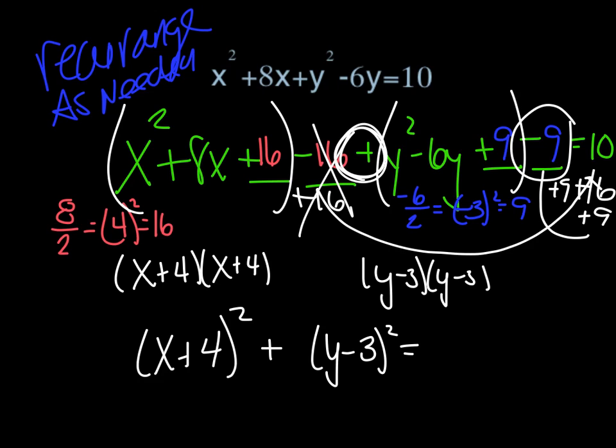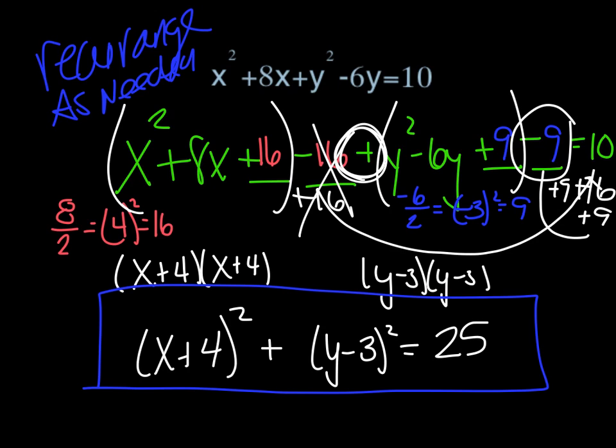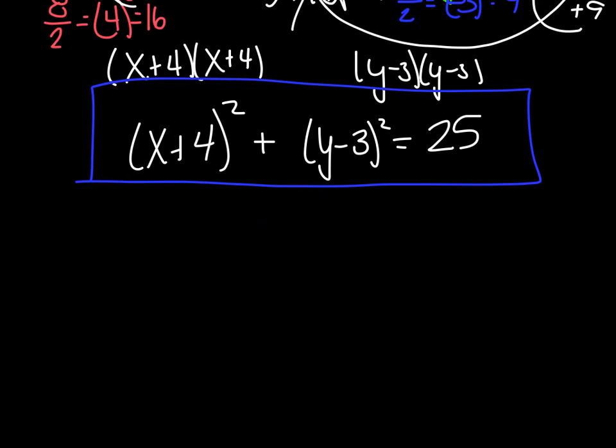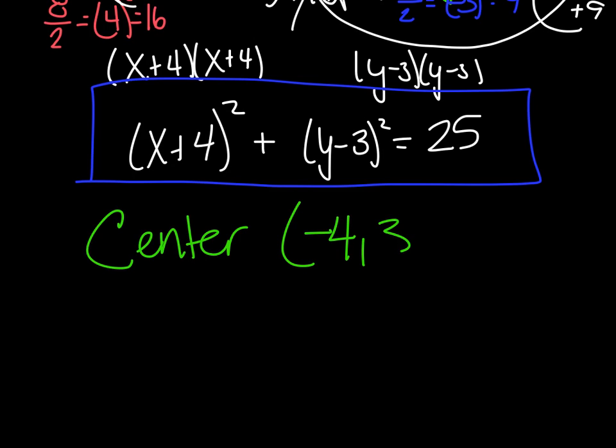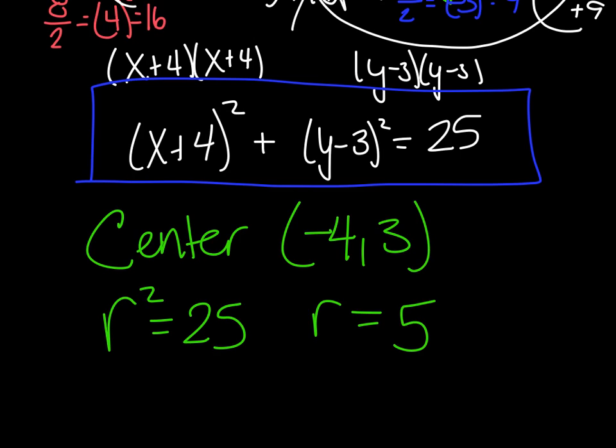So when I add those, I get a total of 25. So let's just kind of box that in. I have now gone from the standard form that's a little ugly to putting it in center-radius form, which is really nice, especially for graphing. So I can clearly say that my center is (-4, 3). My radius squared is 25, so my radius is 5.